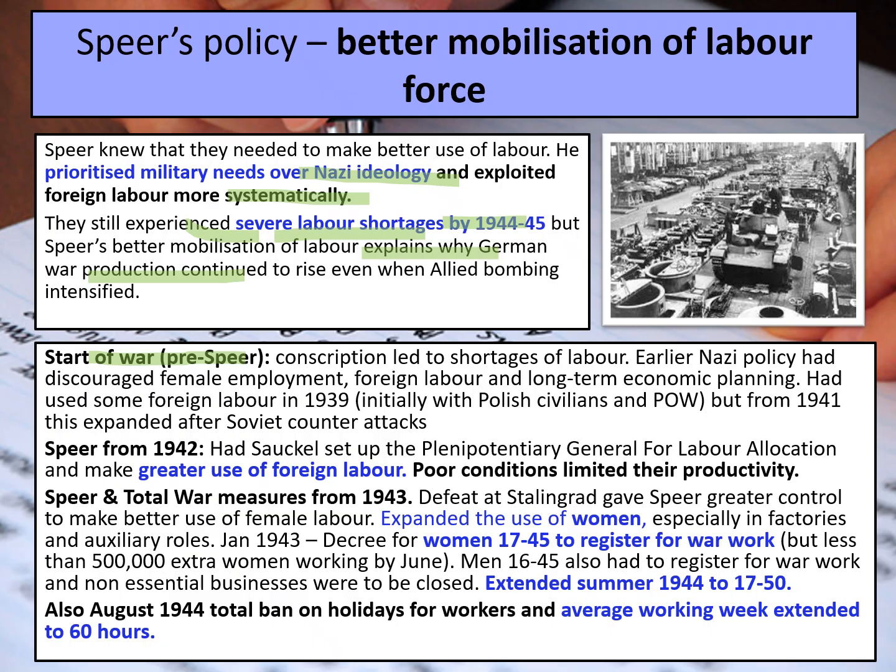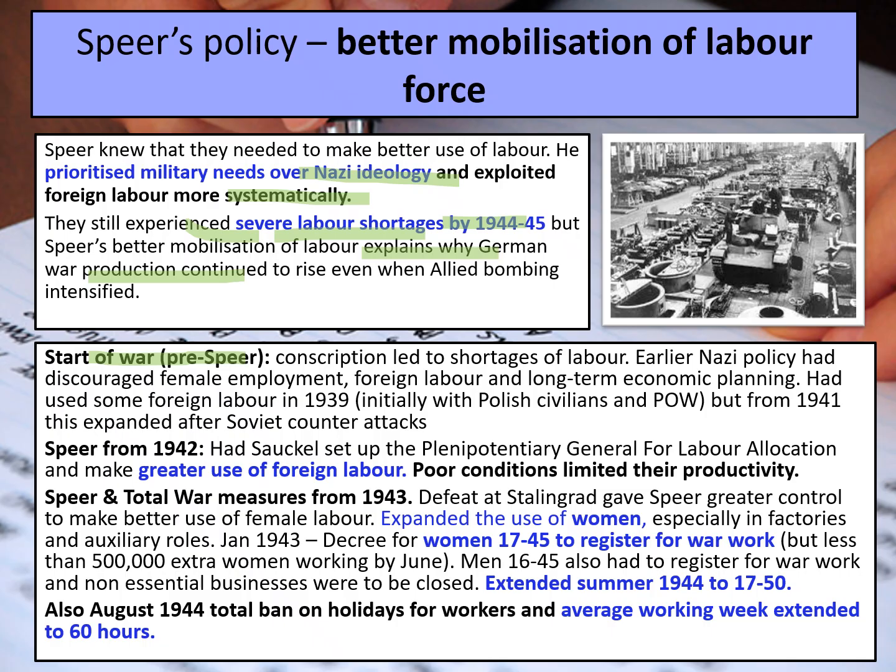They started off with Polish civilians and prisoners of war, but it wasn't really expanded until 1941, after the Soviet counterattacks in the winter of 1941. That's when Hitler had issued a decree saying that they could use the Soviet prisoners of war.